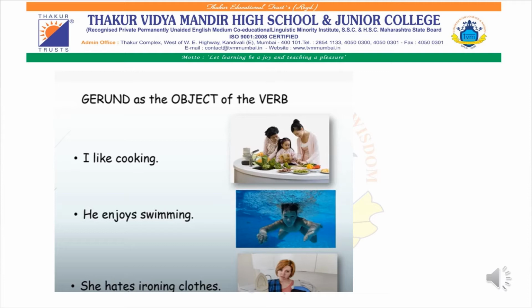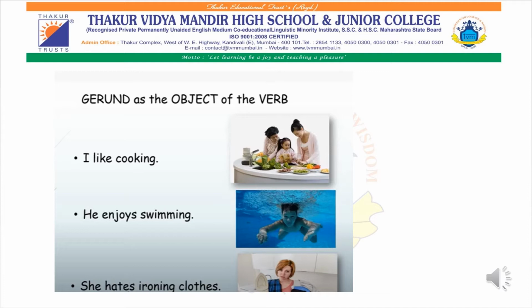Now we shall move ahead where gerund acts as an object of the verb. As I mentioned earlier, the ing form of the verb used as a noun is known as a gerund. Okay, now please don't forget this because it's very important. Now we shall study how a gerund acts as an object to the verb. In the first sentence, I like cooking. Over here, I like what? I like something. I like cooking. So cooking is an object of the word like.